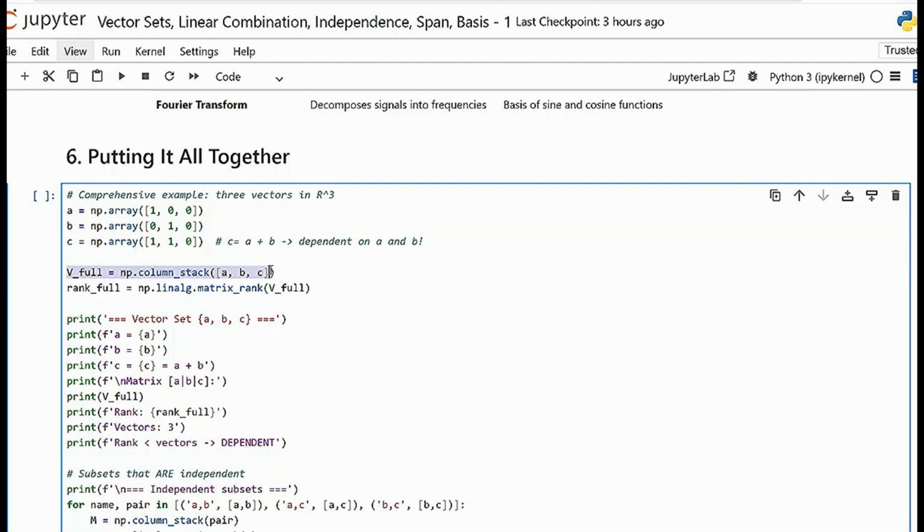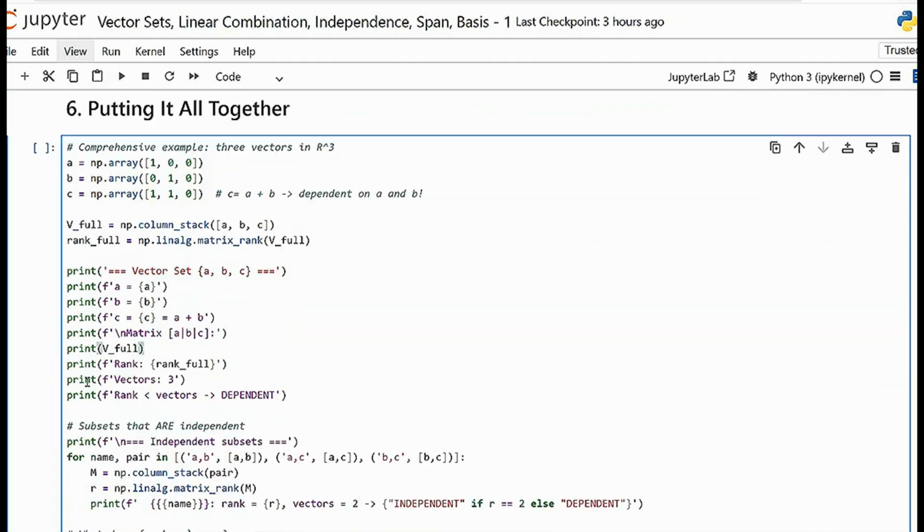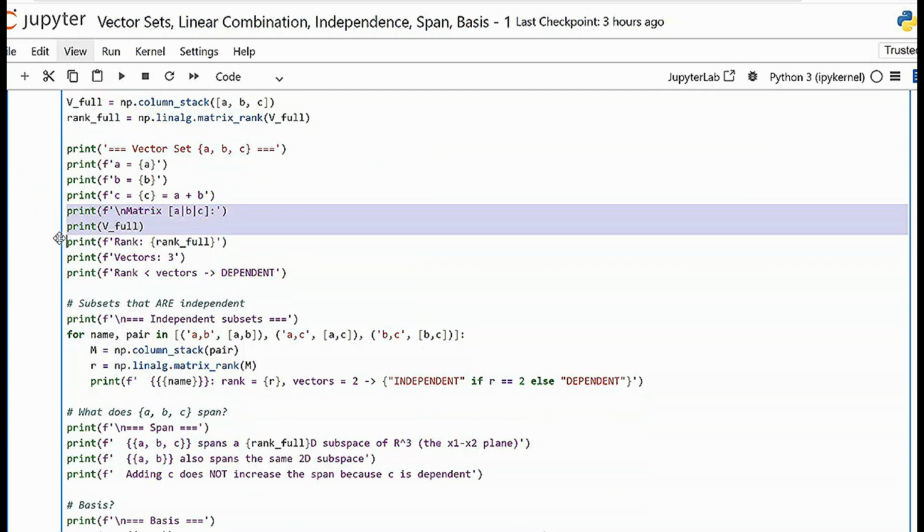Here let me form a matrix with the columns A, B, and C. Once done, let me compute the rank. Of course, the number of independent vectors is computed. By using this print function, it prints the vectors and explicitly shows the dependency. Last but not least, this displays the matrix.